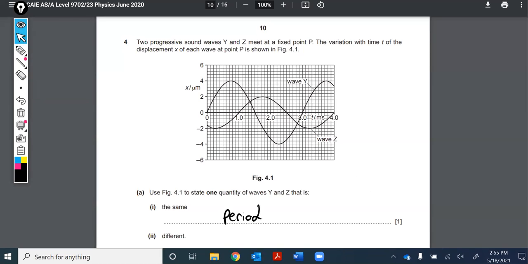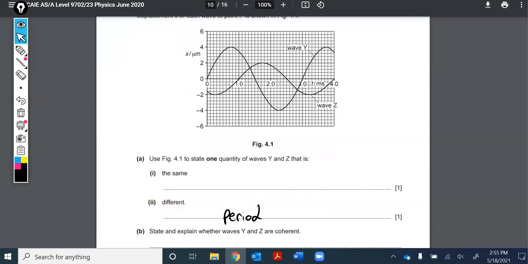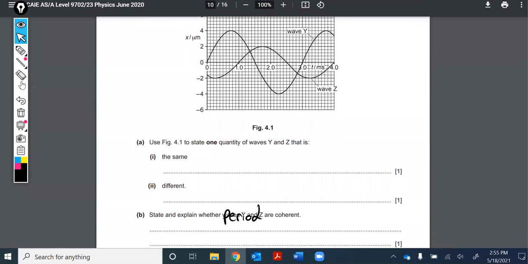We can quantify it, state its value, 3 milliseconds. What's different? Well, the amplitude, right? So wave y goes up to 4 micrometers and wave z only goes up to 2 micrometers. So the amplitude is different. The phase is different, so they're out of phase, but let's just stick with period is the same and the amplitude is different.